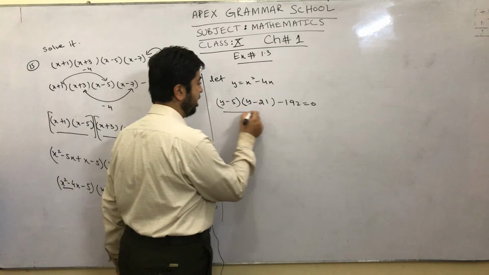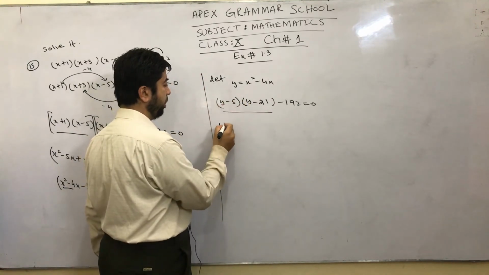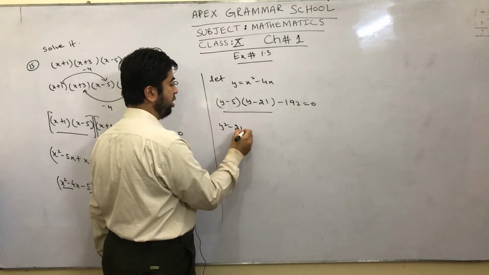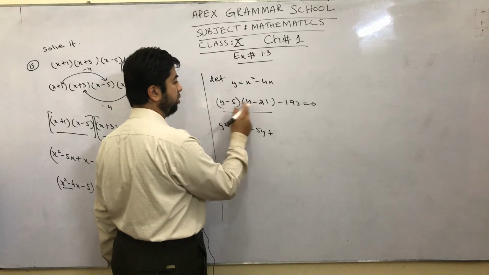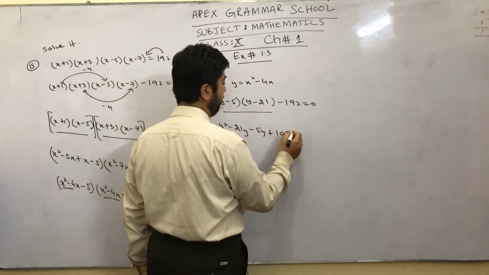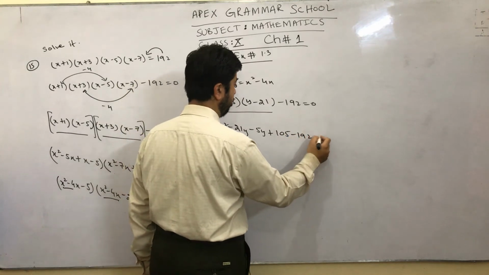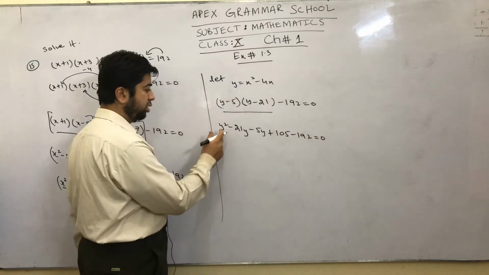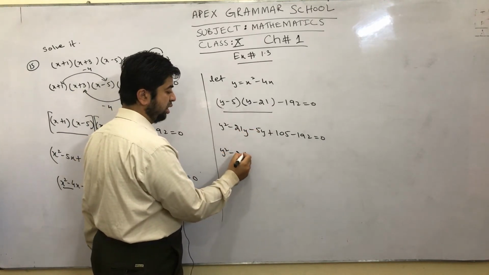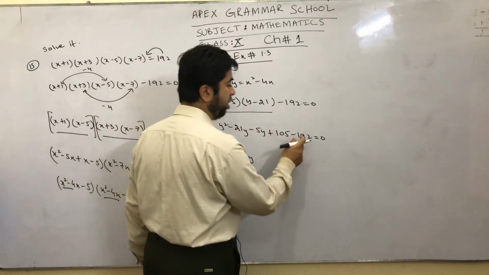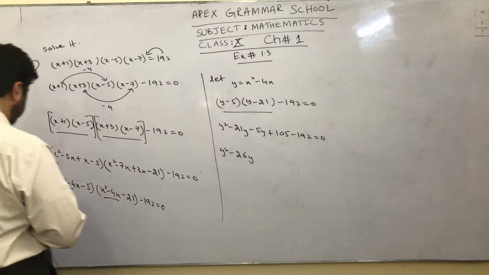Now you can see that both brackets are going to be multiplied here. So multiply it: y square minus 21y minus 5y, and minus into minus is plus 105, then minus 192 is equal to 0. Now arrange it: y square minus 21y minus 5y is minus 26y, and plus 105 minus 192. You have to subtract it using a calculator.